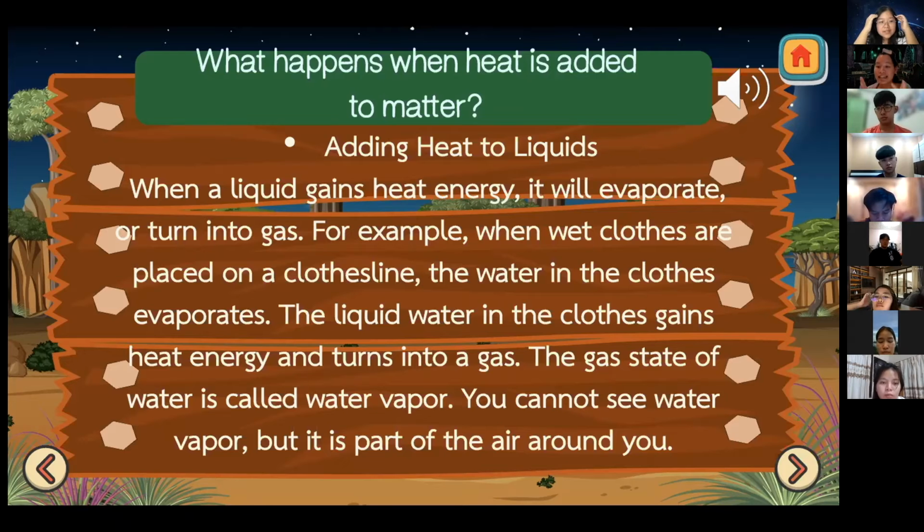Water vapor is gas. The state is gas, but like I told you before, gas is the state of matter that we cannot see, but we know the gas is all around us. Everyone understand this paragraph, right? Yes, I understand. Okay, let's move to the next paragraph.